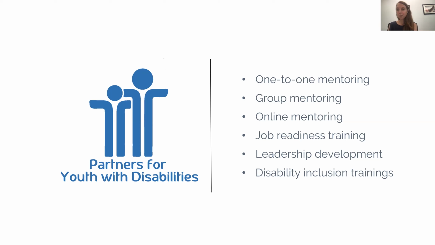We do this through a variety of direct service programs and training and technical assistance. For our direct service programs that build the skills and abilities of young people with disabilities, we have a one-to-one mentoring program, a group mentoring program that focuses on theater, and an online mentoring program, job readiness training and career readiness programs, leadership development programs. And then we guide organizations in becoming inclusive through our disability training and technical assistance on inclusion.